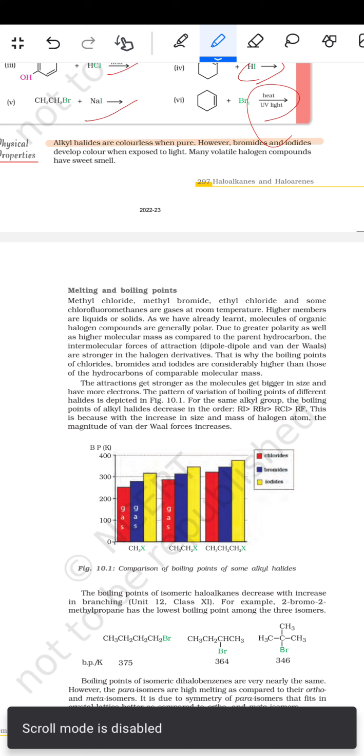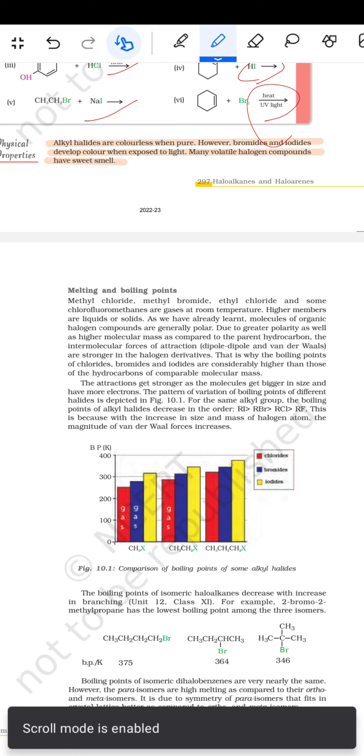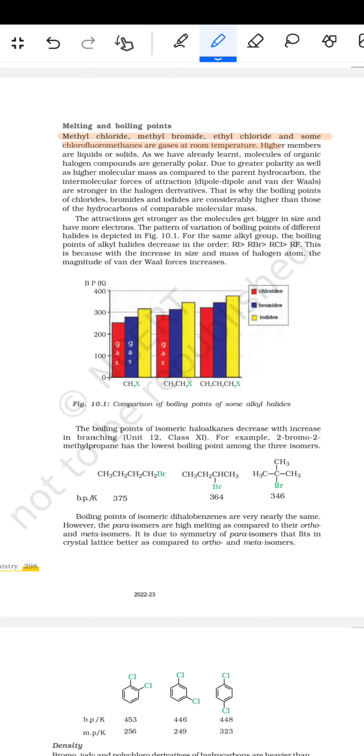Alkyl halides are colorless when pure, however bromides and iodides develop color when exposed to light. Many volatile halogen compounds have a sweet smell. उसके बाद फिर melting and boiling points, तो मिथाइल क्लोराइड, मिथाइल ब्रोमाइड, इथाइल क्लोराइड and some chlorofluoromethanes are gases at room temperature. Higher members are liquids or solids.